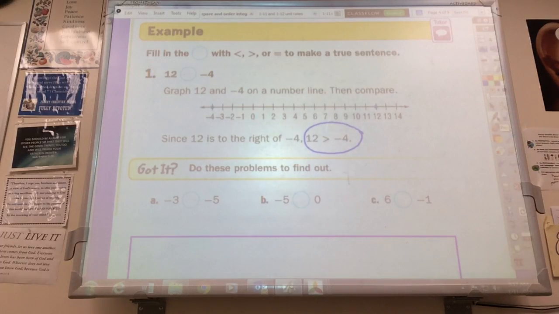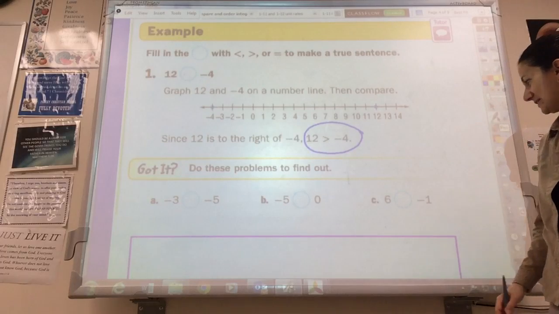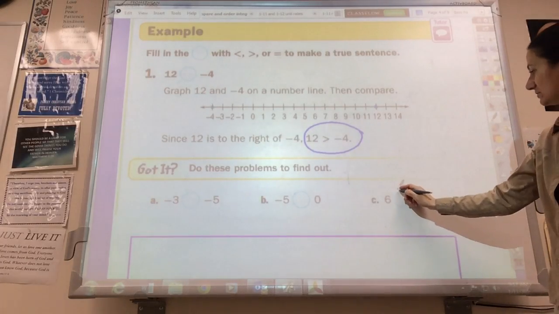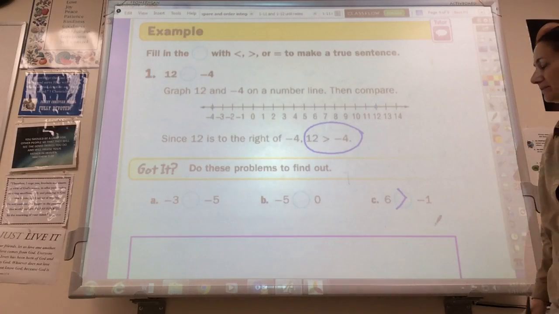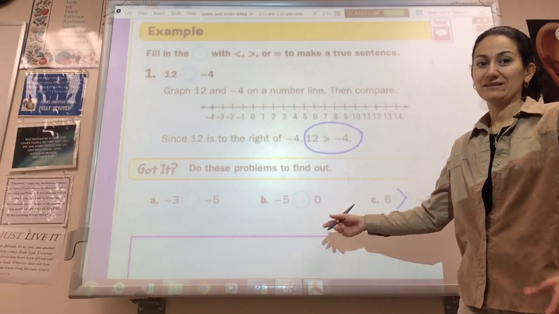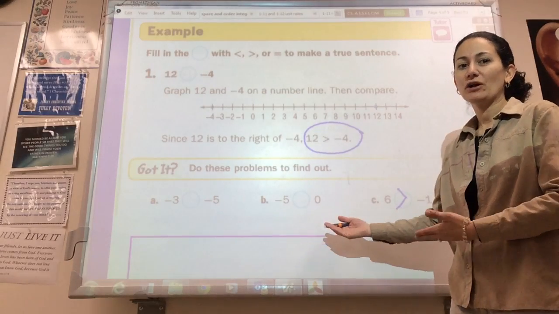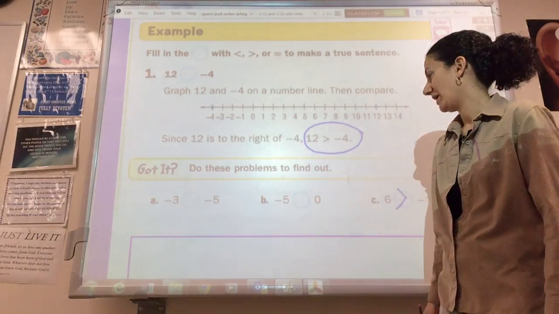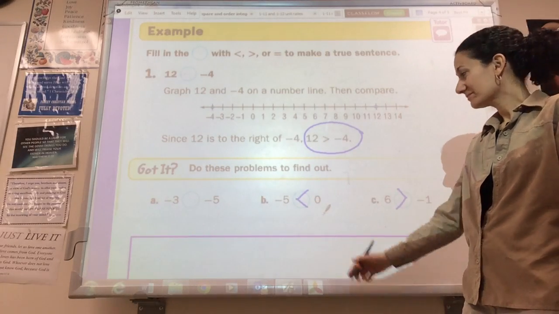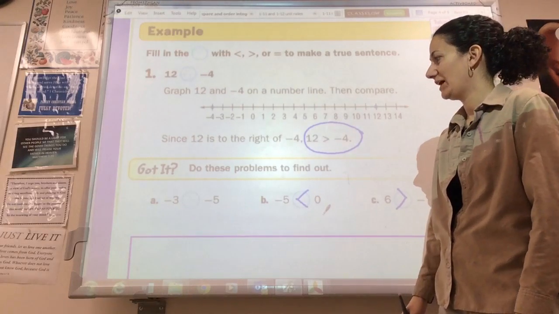All right, let's take a look. Let's start with some of the easier ones, actually. Let's start with C. This is positive, this is negative. So 6 is greater than negative 1. This is negative, and this is 0. Even though it would seem like 0 is bigger than 5, we're talking about 0 and negative 5. So negative 5 is less than 0. 0 is greater than negative 5.